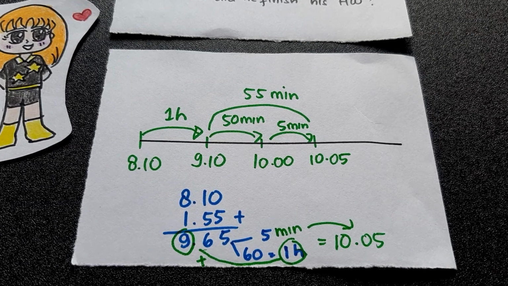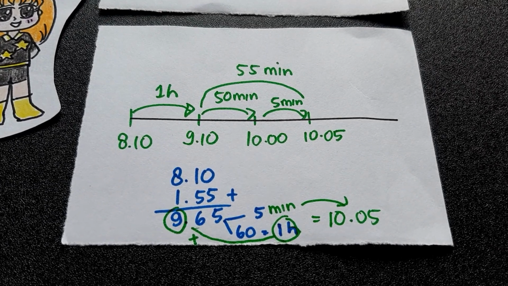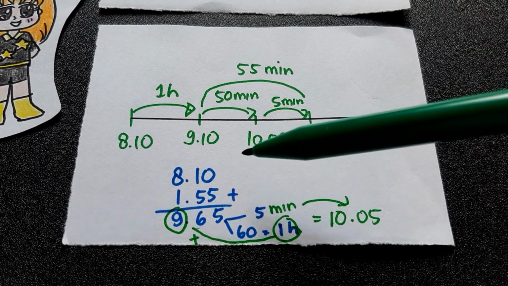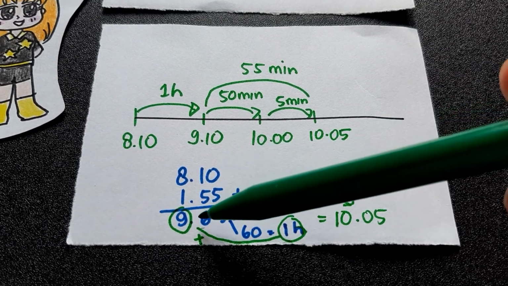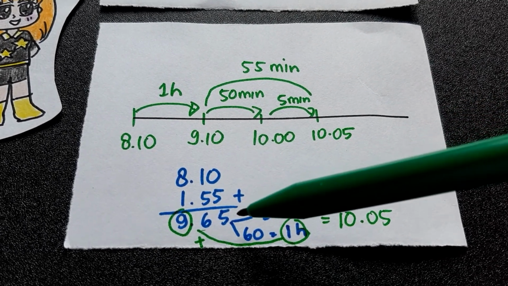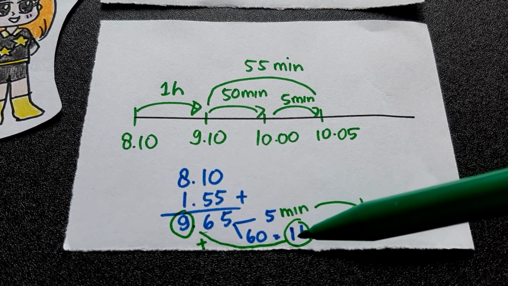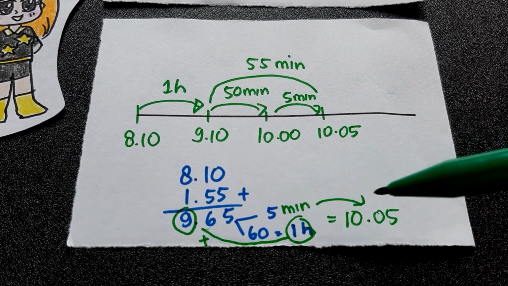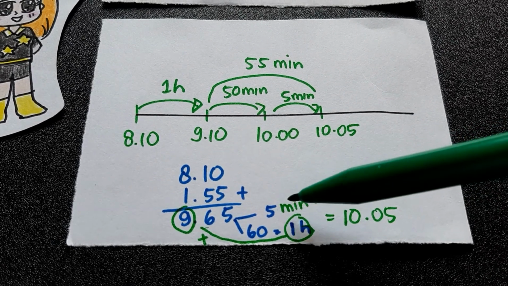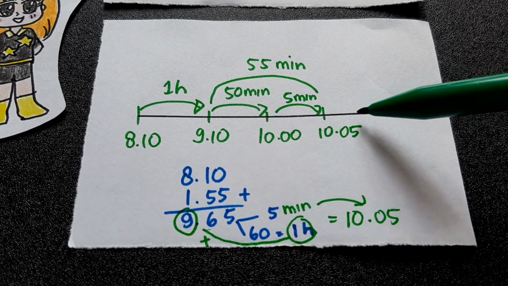I try to do the checking, or I recheck it with the counting time. 8:10 plus 1:55 is 9:65. 65 is separated into 60 and 5. Remember, 60 is 1 hour. 1 plus 9 is 10. And the leftover minutes, you put it over here. So is it the same?